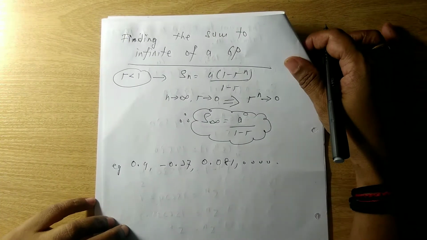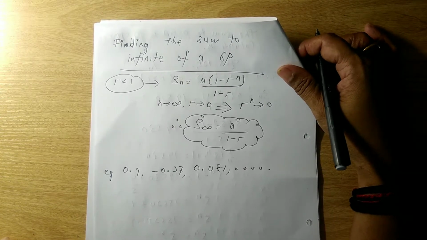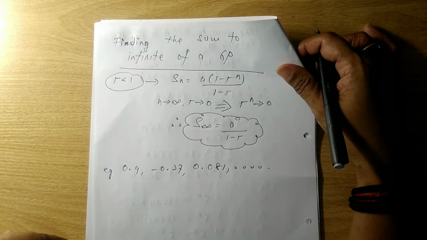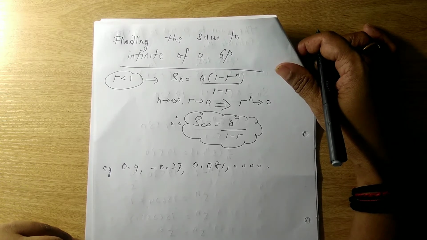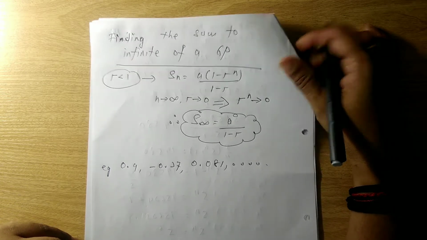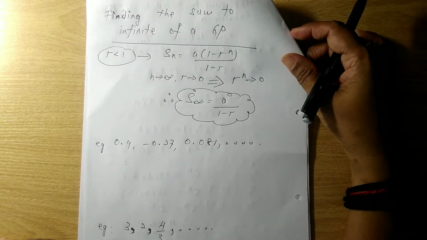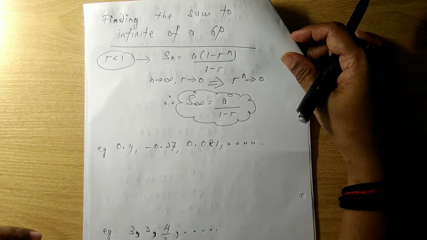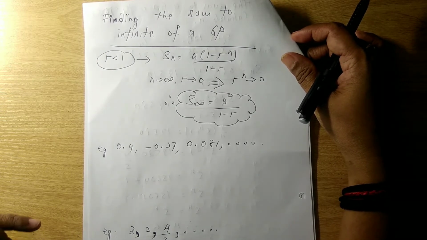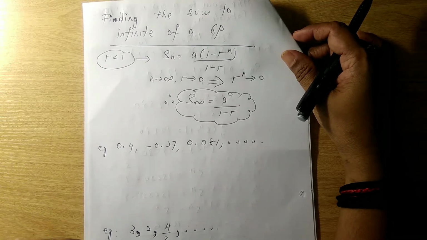All right, good afternoon. We move on to the next part of progression, which is still under geometric progression. Finding the sum to infinite of a geometric progression. If you recall, under sum of geometric progression, there are actually two types. You've got two formulas: one is when r is greater than 1, the other is when r is less than 1.